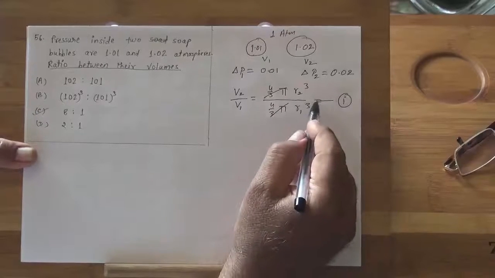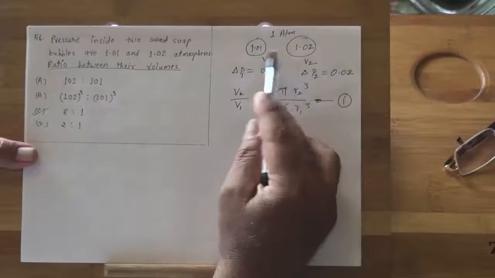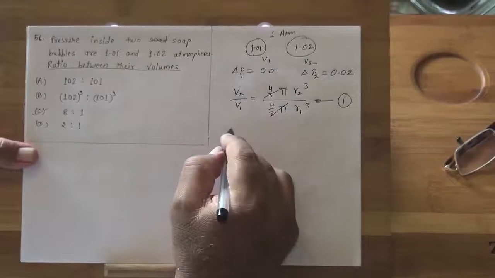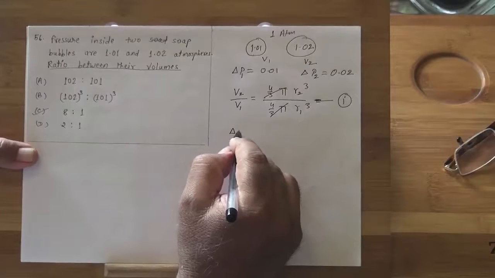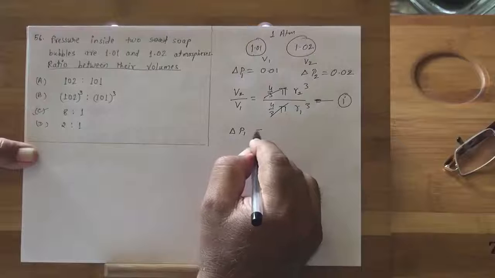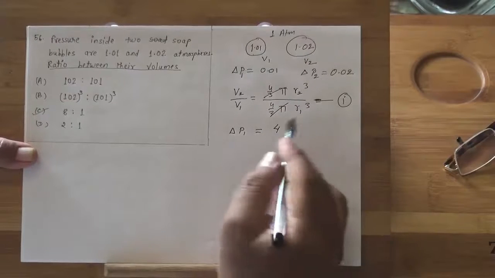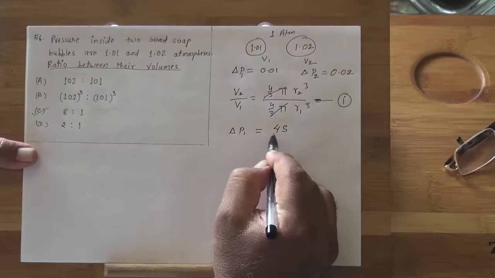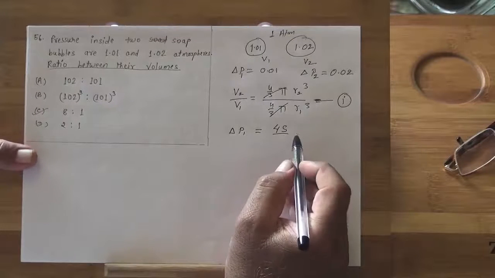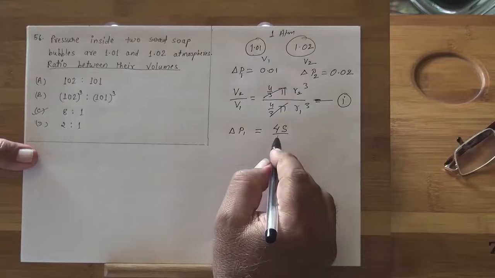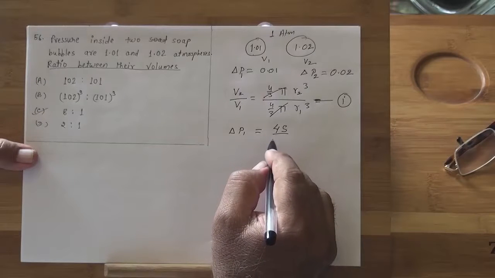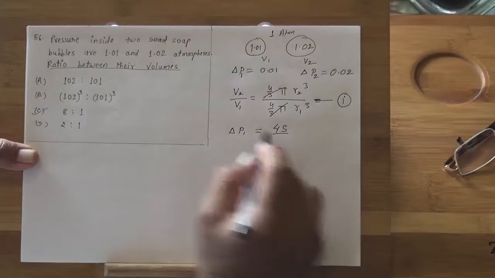Now we have to find the relation with P. Delta P1 is equal to 4 surface tension. Let's change the name, surface tension S. 4 into surface tension upon radius, and this is radius 1.